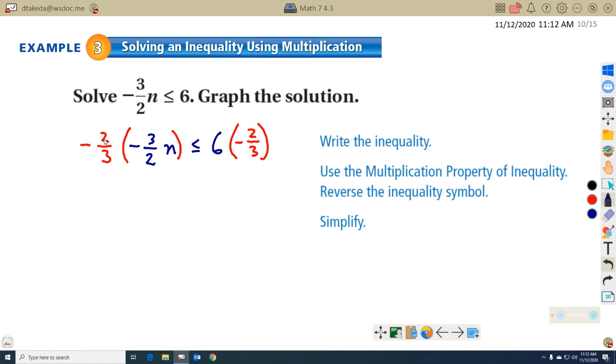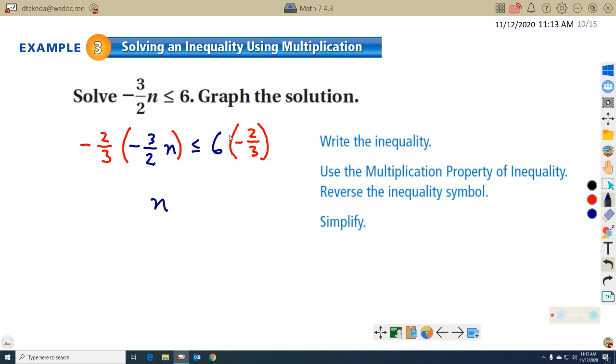Okay, so negative 2/3 times negative 3/2 is just a 1. If you don't believe me, check it out. Negative times a negative is a positive. 2 times 3 is 6. 3 times 2 is 6. This is 6/6, and any number divided by itself is a 1. So this becomes a 1, so this is an n. I'm going to leave the sign alone for right now.